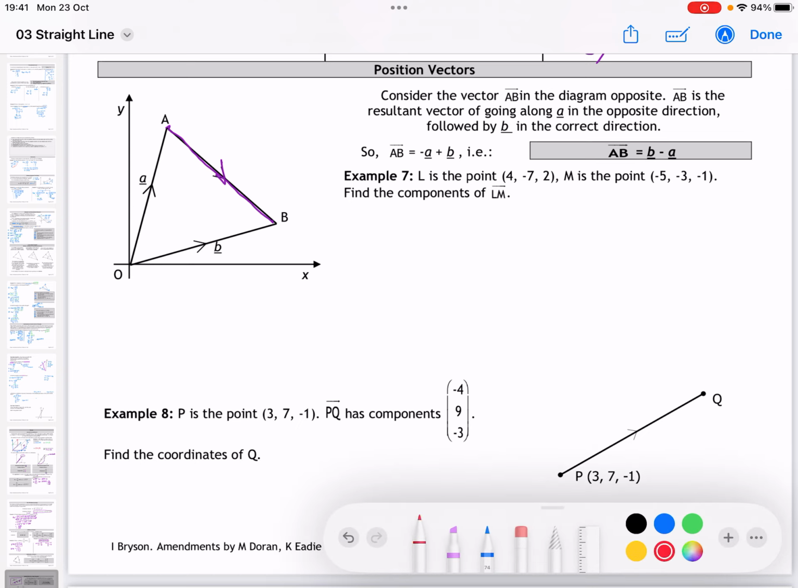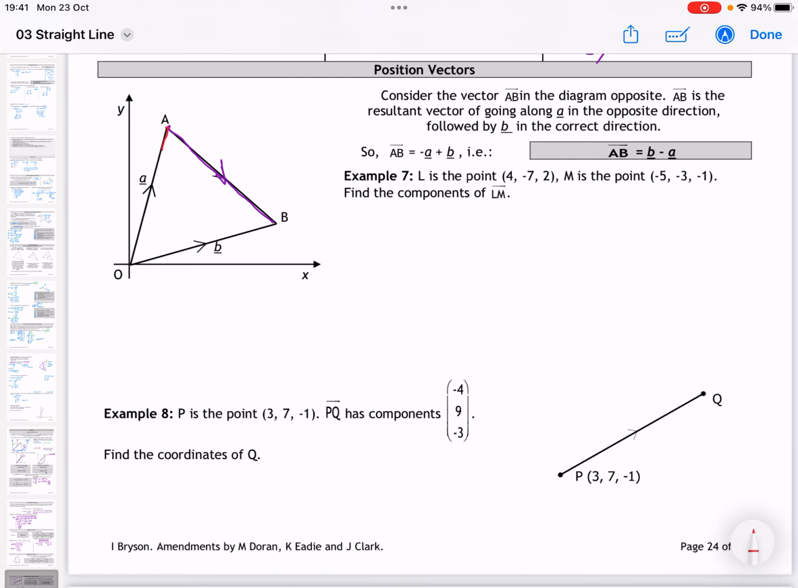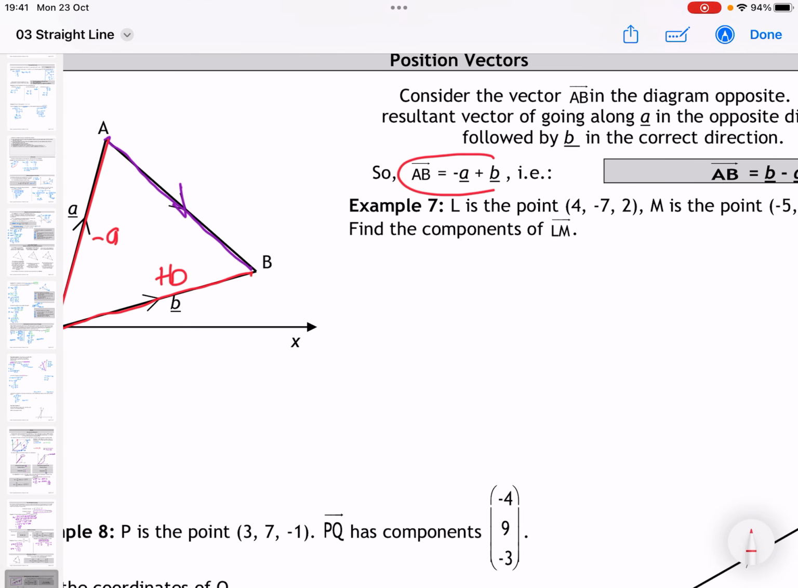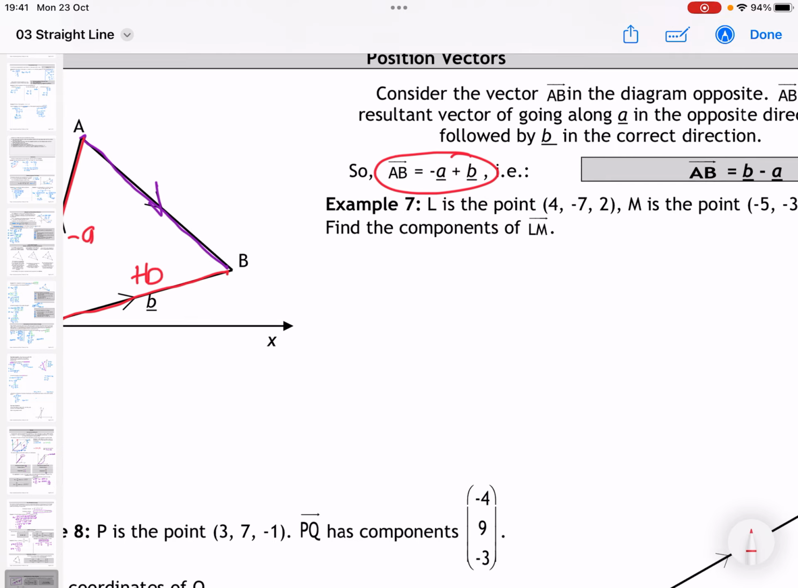If I wanted to get from A to B, imagine that's got a road closure. You would go down A, going against the arrow. If you go against the arrow, that actually becomes minus A. And then you would go up with the arrow on B, which is positive B. So you end up with minus A plus B. We also know that is B minus A.